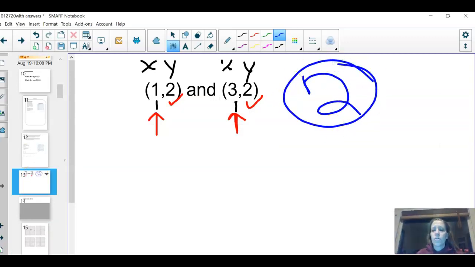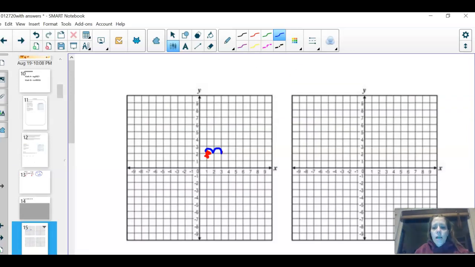Now I can also notice that 1 and 3 are on the same side of 0. Okay? They're both positive.